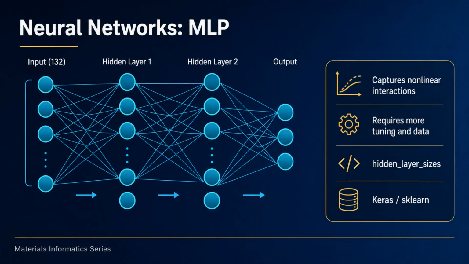Multi-layer perceptrons can capture complex nonlinear interactions between features. The article's search space covers 1 to 3 hidden layers, for example 100, 150, or 150, 150, with decreasing width. Use scikit-learn's MLP regressor for quick experiments or Keras for more control. Neural networks require more data and careful tuning, but can outperform tree methods on large datasets.